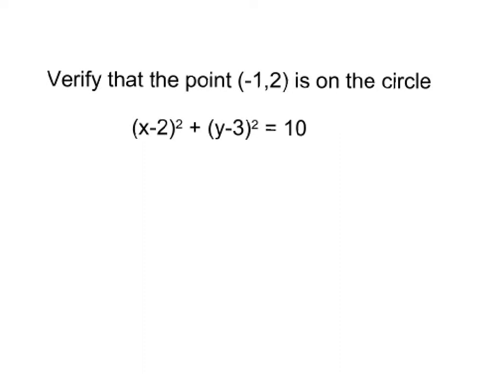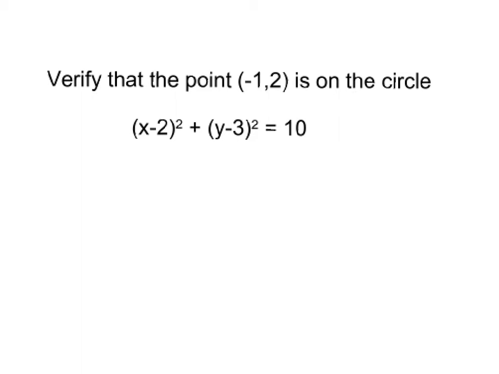All right, for day 2 circles, we have to start off with this type of problem. We have the equation of a circle right there, (x - 2)² + (y - 2)² = 10. And all we want to do is verify that the point (-1, 2) is on the outside of the circle, meaning it's on the arc of the circle.